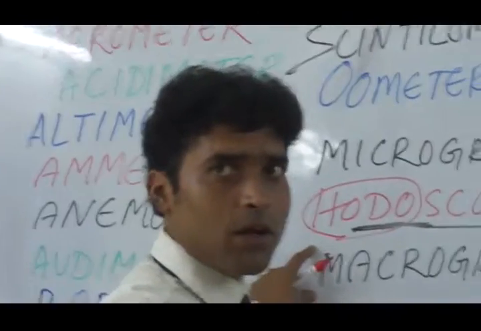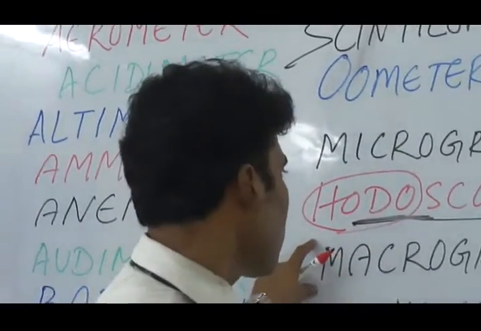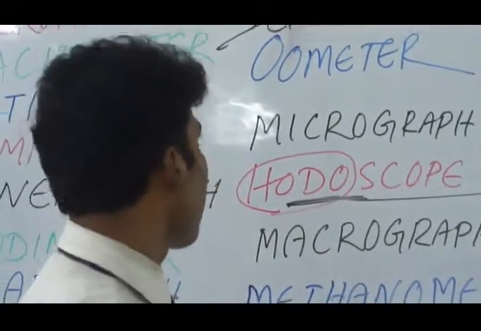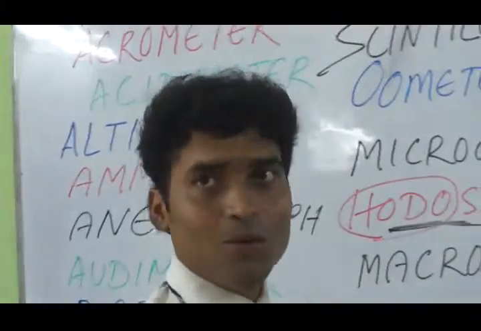Micrograph, you know. Those instruments which are used for calculating bigger things. Macro means big, micro means small. Anyway. What is ohmmeter?